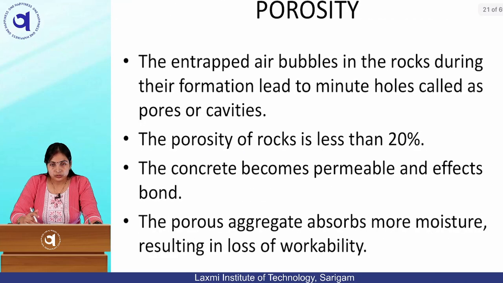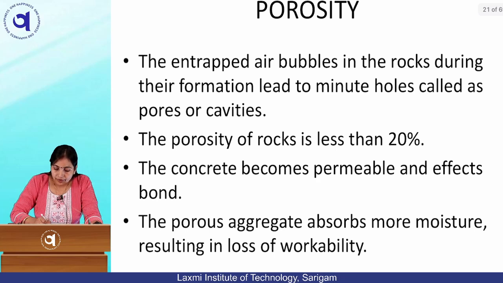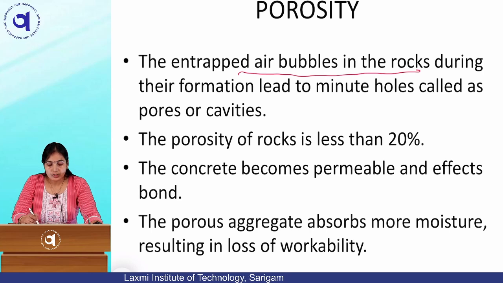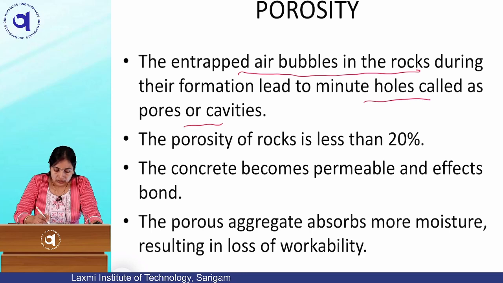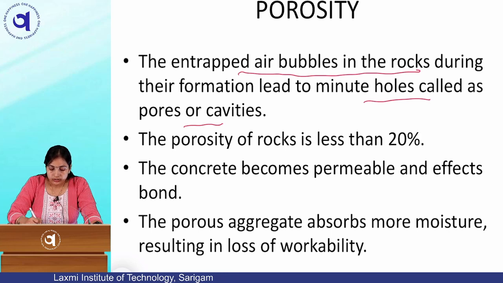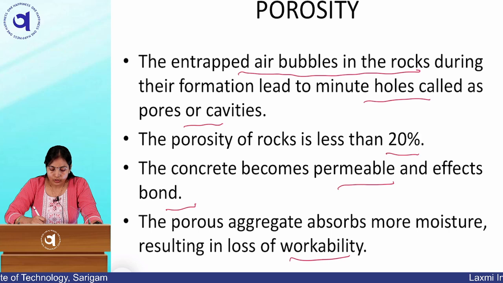Porosity is the entrapped air bubbles in the rock during its formation, with minute holes called pores or cavities. The porosity of rock should be less than 20%; if your porosity is more, the concrete will become permeable and affect your bond. A porous aggregate absorbs more moisture, resulting in loss of workability.